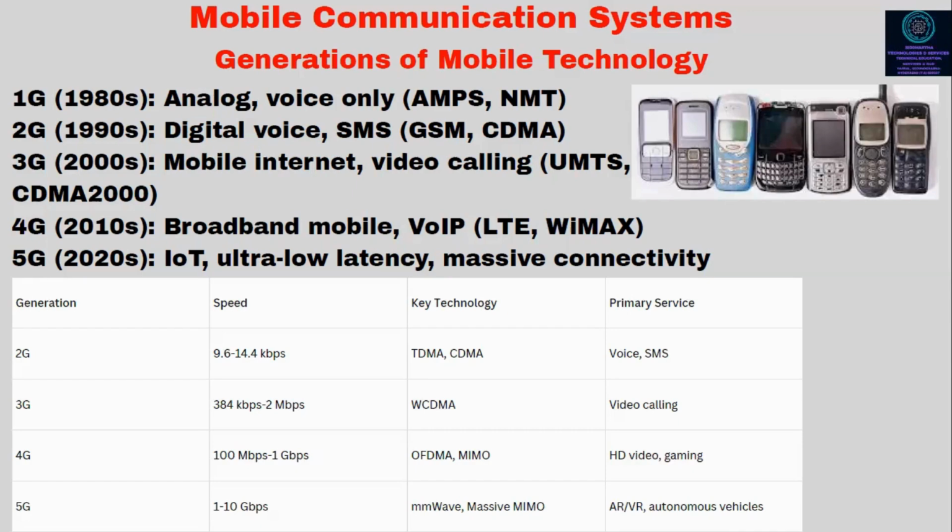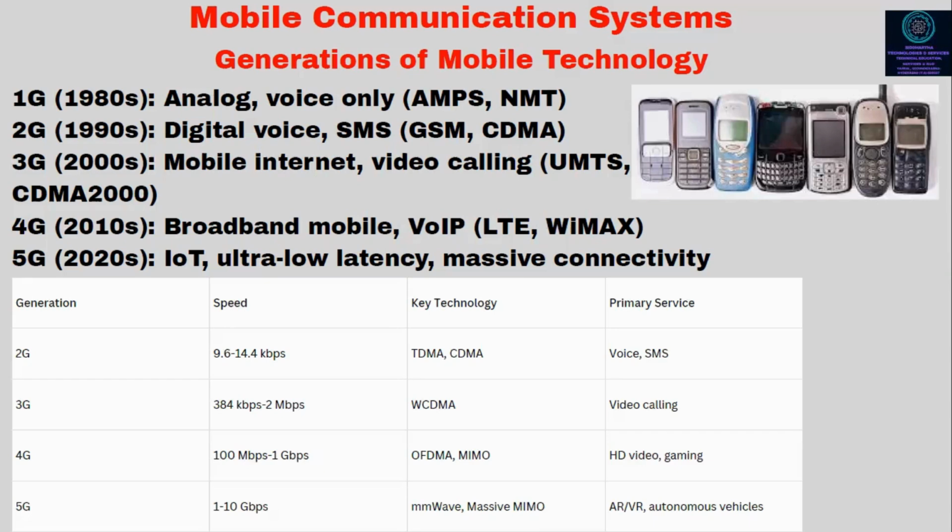Then CDMA, okay? CDMA, WCDMA, that is nothing but code division and wideband code division. Wideband we used to call it. We used it in that particular generation. 4G, that is 2010. We started broadband mobile, VoIP, LTE, WiMAX. Right? So VoIP, voice over internet protocol, we started in 4G. 5G, that is after 2020, sorry. IoT, ultra low latency, massive connectivity, that is the 5G technology.